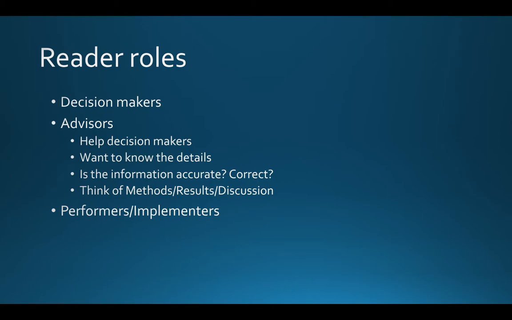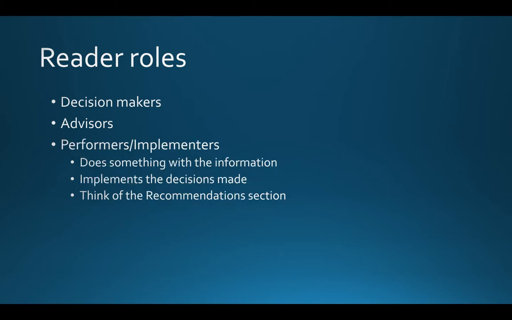Okay. There's a third role that you can think about, and these are performers or implementers. These are the people who actually do something with the information. So the very best example is a set of instructions. A decision maker probably isn't going to read a set of instructions. An advisor is probably not going to read a set of instructions. Instead, somebody who's actually implementing something, or doing something with that information, is going to be reading a set of instructions. They oftentimes implement whatever decisions are made by the decision maker.